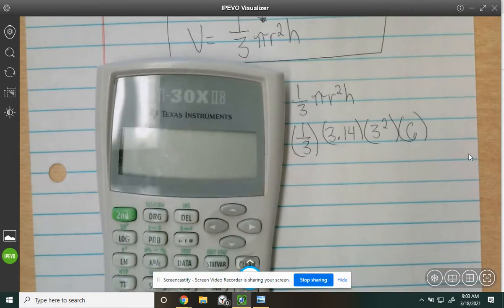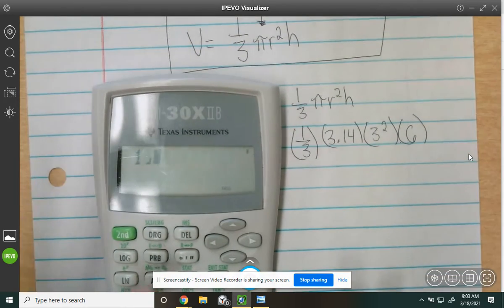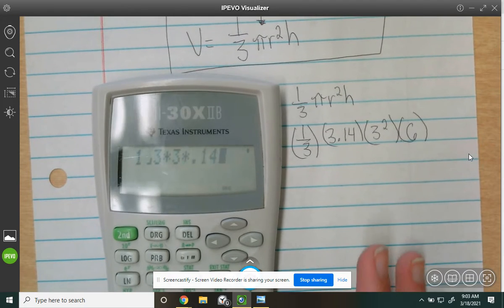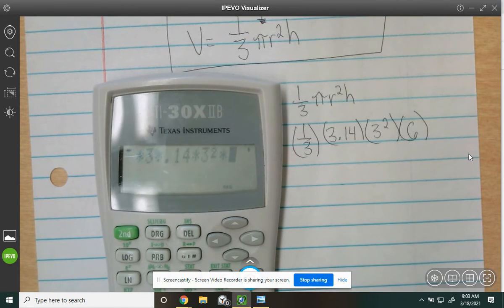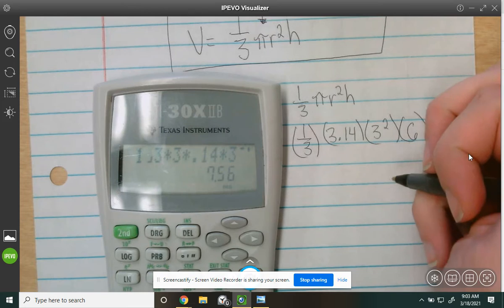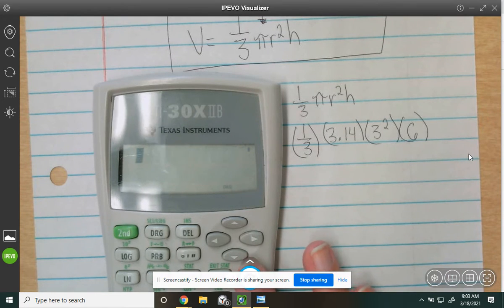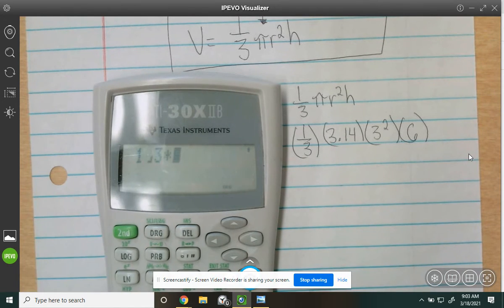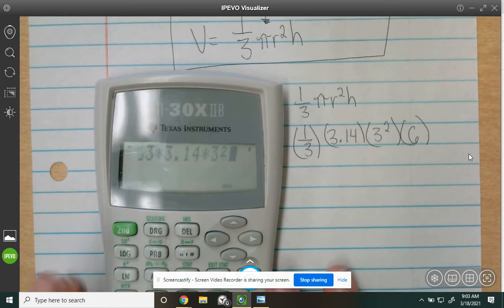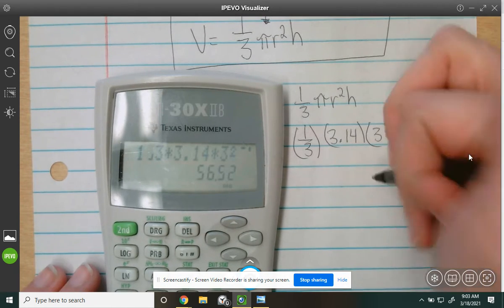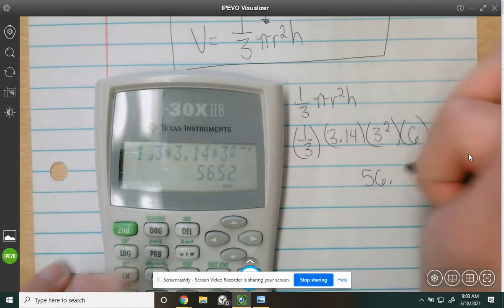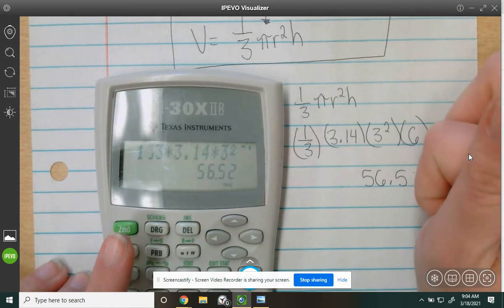Okay, we're going to type this in. 1/3 times 3.14 times 3 squared times 6. That is not right. Where did I miss? 1/3 times 3.14 times 3 squared times 6. There we go. 56.5 inches cubed.